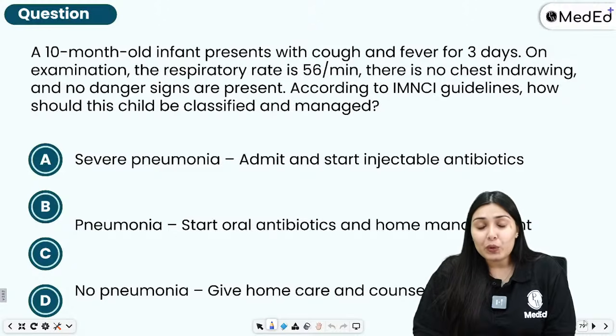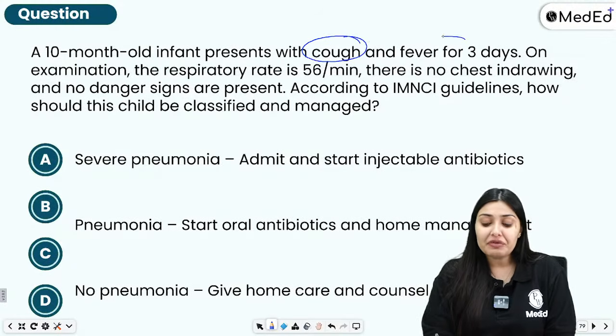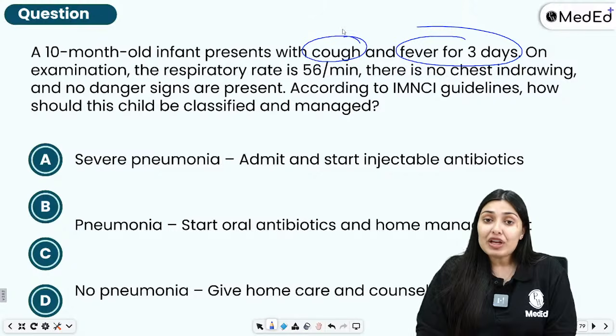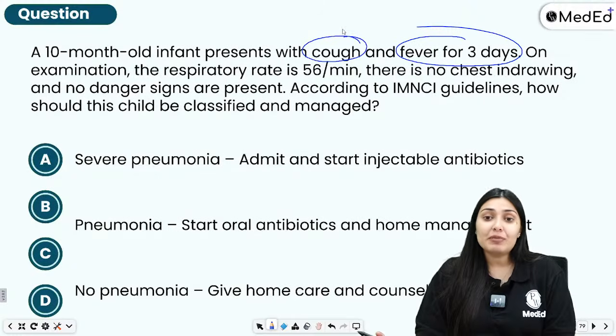We have a 10-month-old infant who presents with cough and fever for 3 days. On examination, the respiratory rate of this child is 56 breaths per minute. There is no chest indrawing, no danger signs. According to the IMNCI guidelines, this child should be classified and managed. The options are severe pneumonia, admit this child and start injectable antibiotics. Pneumonia, start oral antibiotics. No pneumonia, give home care and counsel the mother. What would be the correct answer over here?